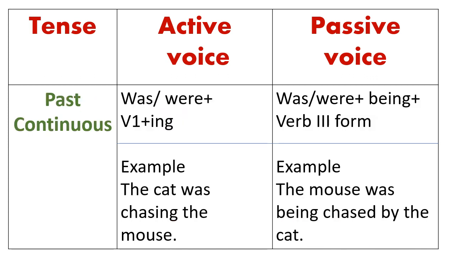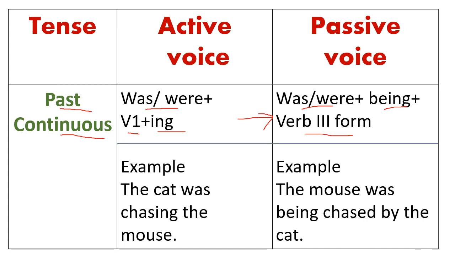Now have a look at past continuous tense. The rule for past continuous tense in active voice is was/were plus V1 plus ing. Now when we change active to passive, the rule will be was/were plus being. Okay, instead of ing we will use being plus verb third form. That is clear, that in passive voice we always use verb third form. See with the help of an example.